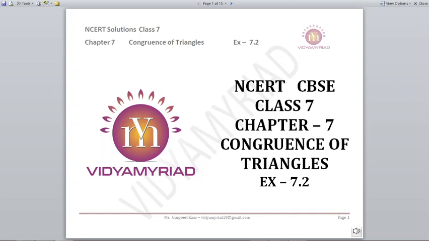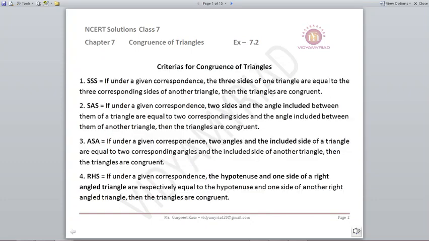This video is made for class 7 on chapter number 7, congruence of triangles, and today we are going to do exercise 7.2 from NCERT. Now before we do this exercise, there are certain criteria which you need to know, on the basis of which we will make the triangles congruent.